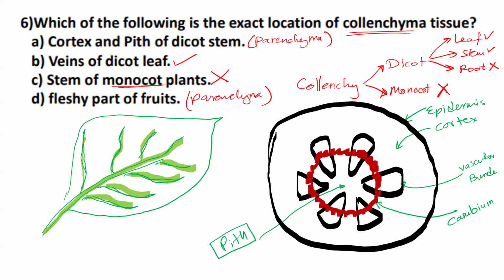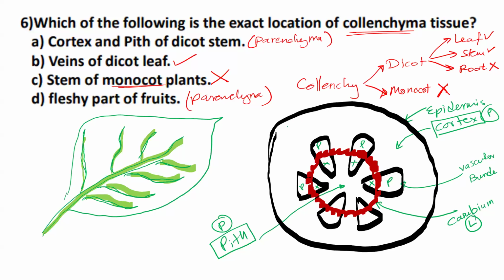So the cortex and pith of dicot stem, what type of tissue is there? Parenchyma. So this diagram is very important. If you know this diagram, a lot of examples you will know. Parenchyma examples, here cambium is lateral meristem examples. Each of these vascular bundles has xylem and phloem, complex permanent tissue. Now we are discussing what? Collenchyma.